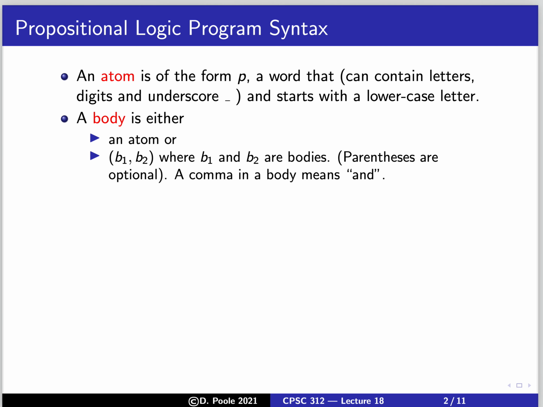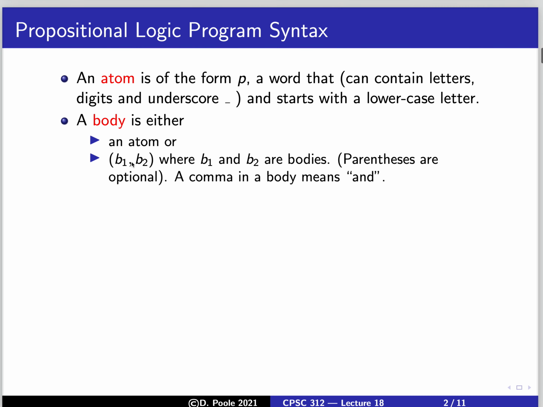A body is either an atom defined above, or it's B1, B2 with a comma between them, and these parentheses are optional. This comma is going to mean and. So this means that B1 is true and B2 is true. An atom is going to be something that's true or false.